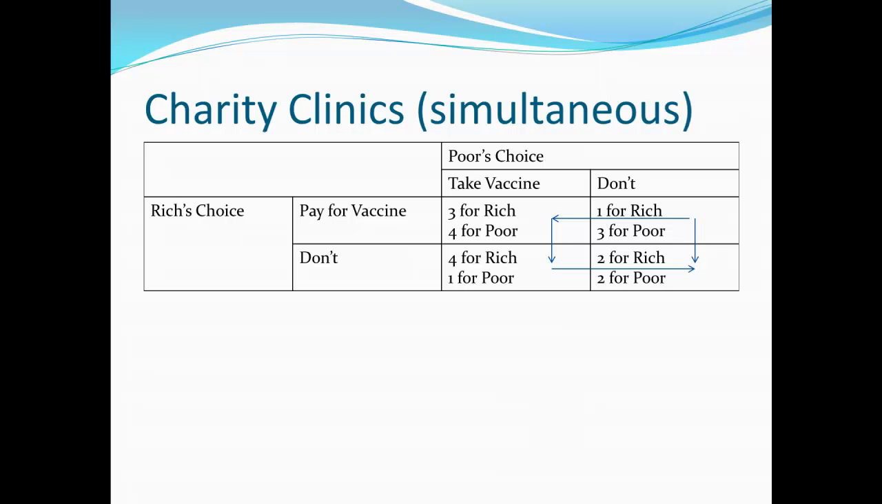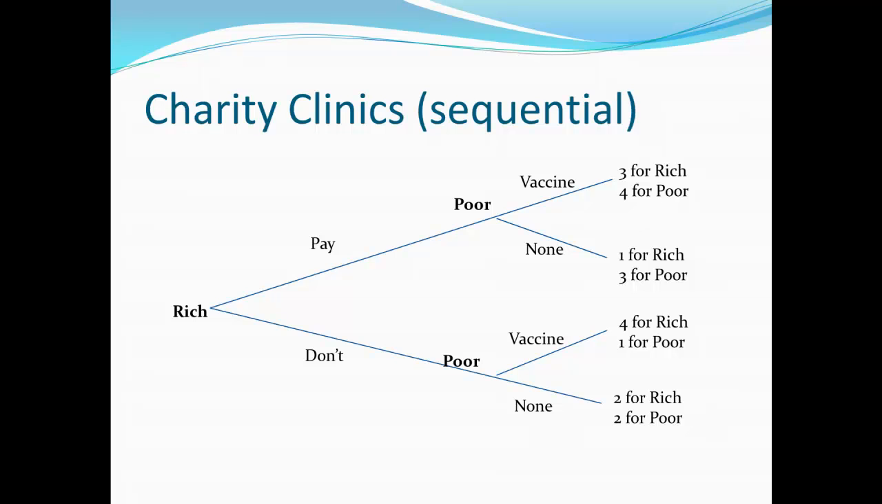But here, because they don't consider themselves to have any control over the poor, they're acting simultaneously, we can't get that to happen. Moving this then to a sequential game might make a difference. So let's think of it this way. Let's suppose the rich act first.